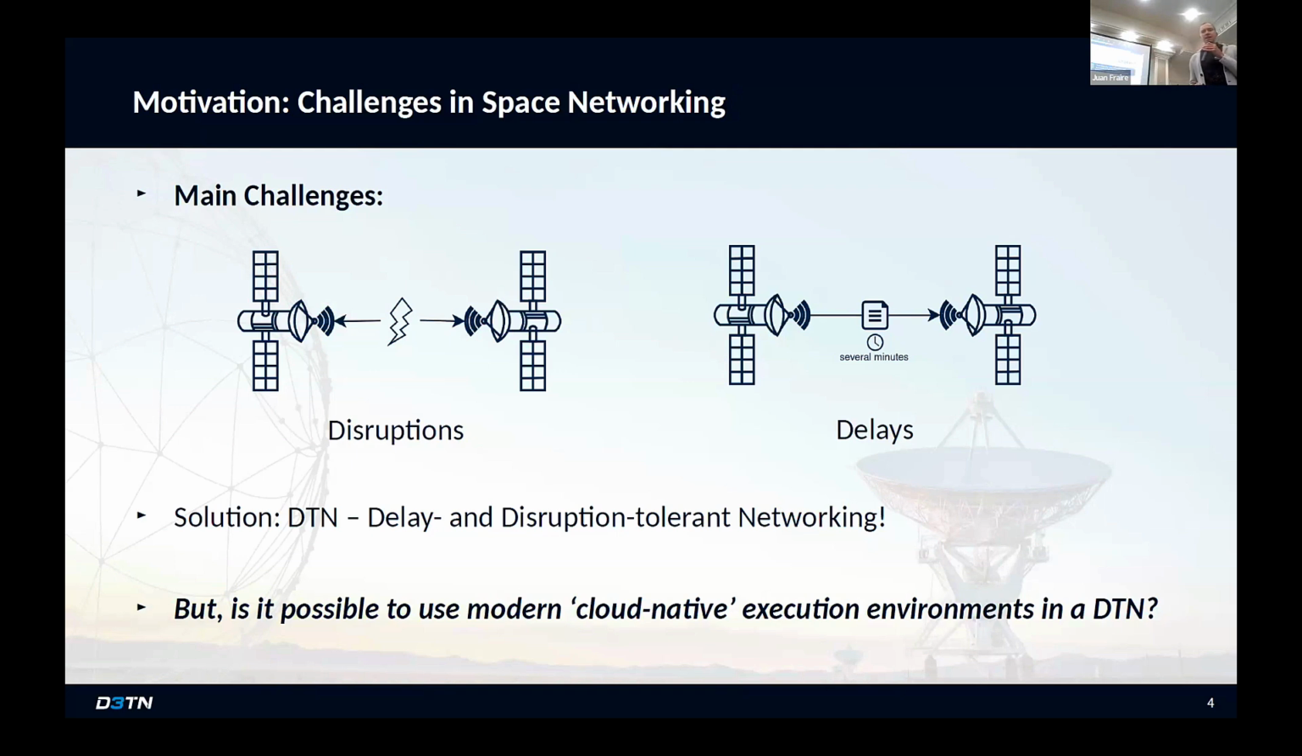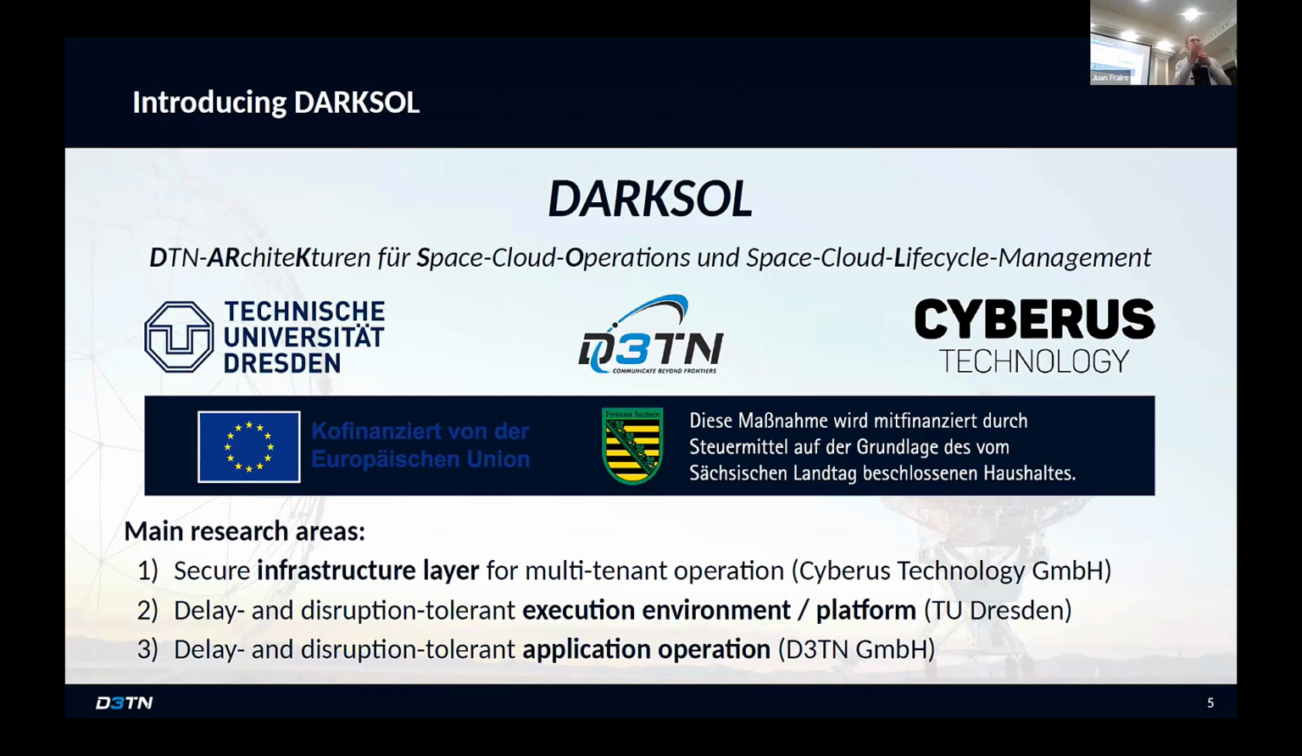And this is exactly the focus of our Dark Soul project that Scott already mentioned in the morning, where we touch on all the layers of the system. Basically, we are taking a look at the infrastructure layer, at the execution environment, at the platform, and also at how to operate applications and how to make them communicate with each other.